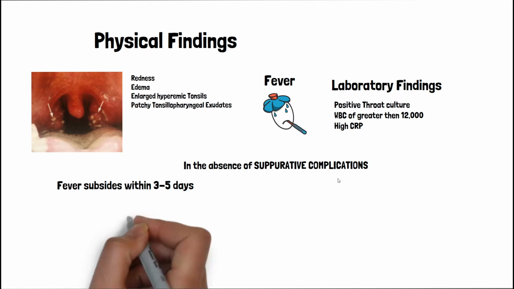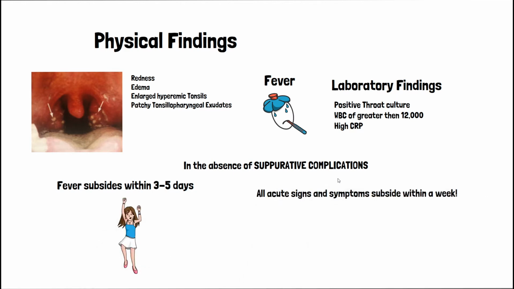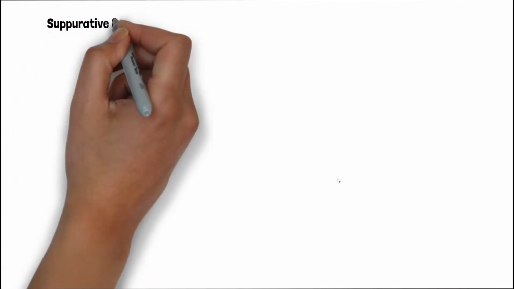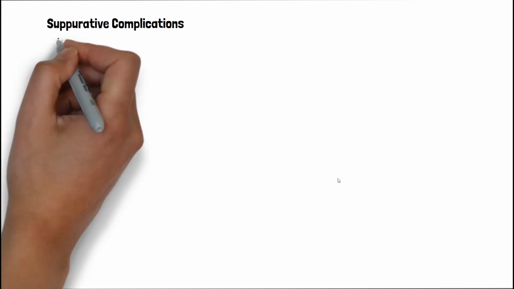In the absence of suppurative complications, which we'll discuss later on, the disease is actually very self-limited. Fever usually resolves within 3 to 5 days, and almost all acute signs and symptoms subside within 1 week.